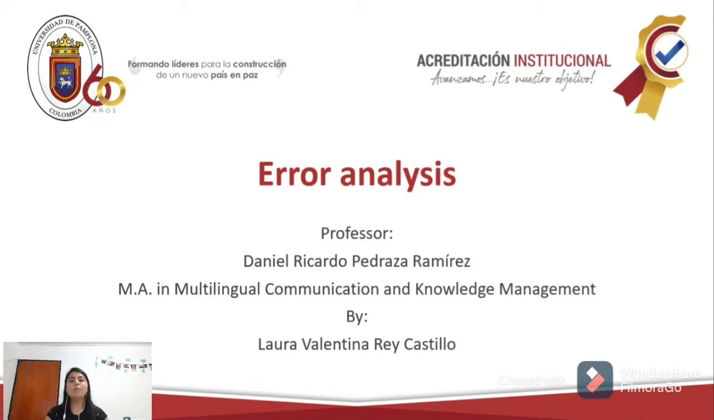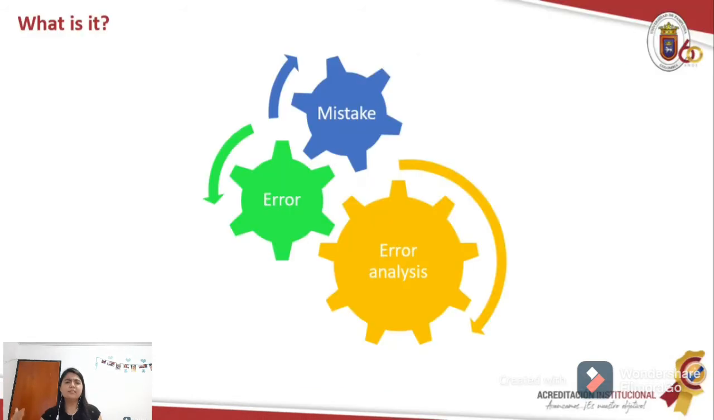My presentation is composed of three parts. Firstly, the introduction, where I'm going to explain what error analysis is. Secondly, an analysis of a learner's errors. And finally, my conclusions according to the analysis. So, what is error analysis?